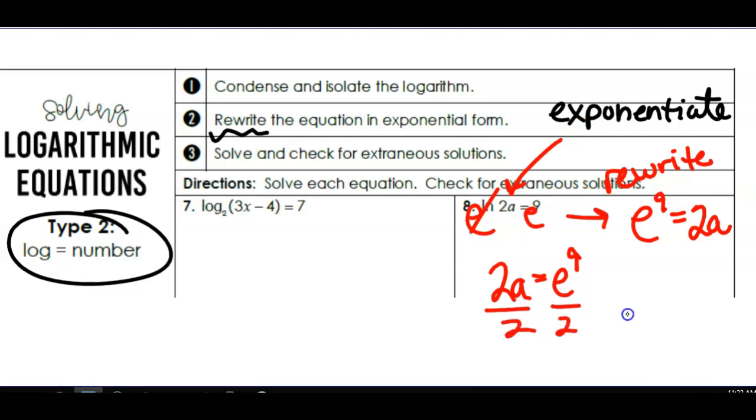Divide both sides by 2, and you have e to the 9th over 2, which is approximately 4051.5, and I'm out of room. You should carry some more decimals, but I'm going with it. Okay?